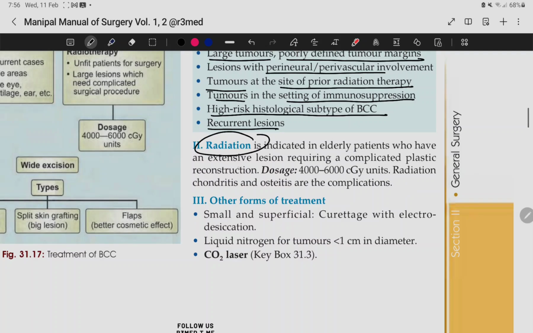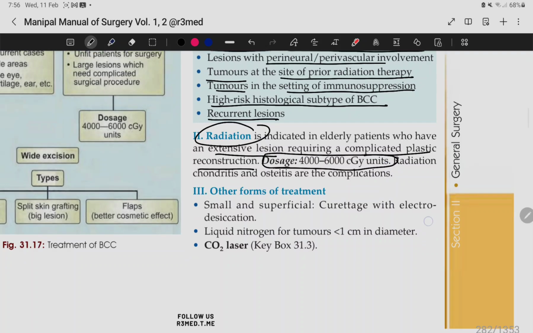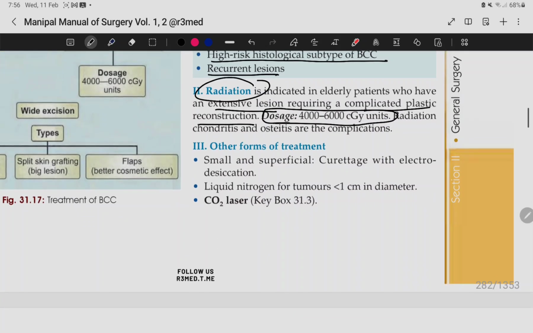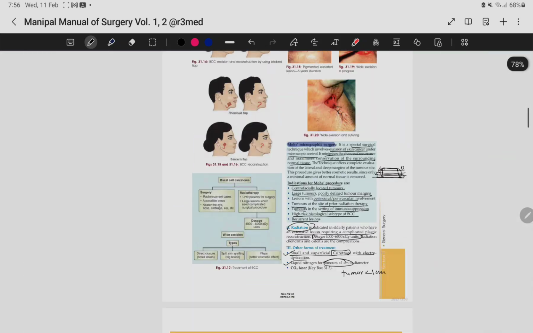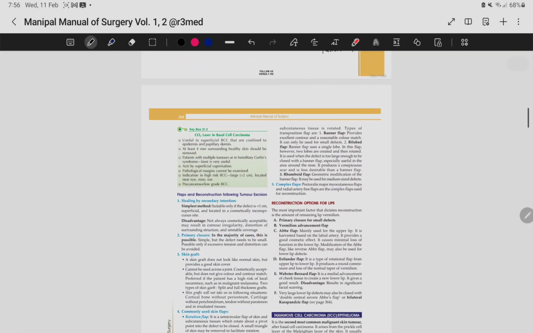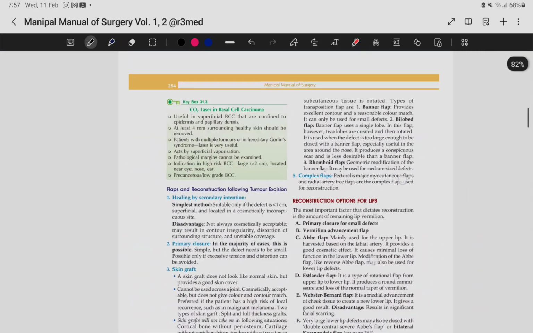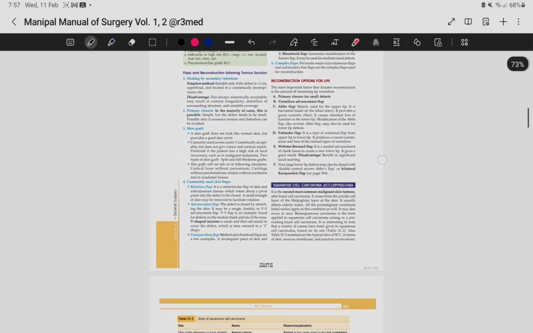What about radiation? Radiation is used for extensive lesions requiring a complicated reconstruction. Dosage is 4000 to 6000 centigray. Other forms are for small superficial lesions, using curettage or electrodessication. You can treat it that way. Liquid nitrogen can also be used for a tumor less than 1 centimeter in diameter, and carbon dioxide laser can be used. So all this is not that important.